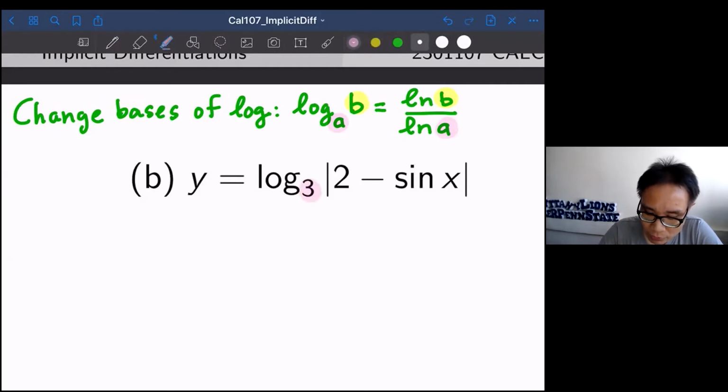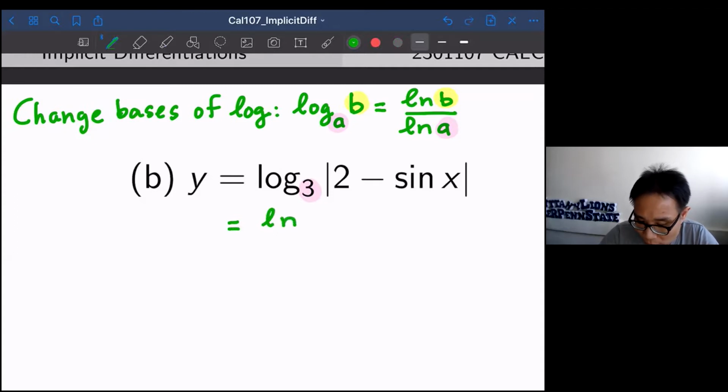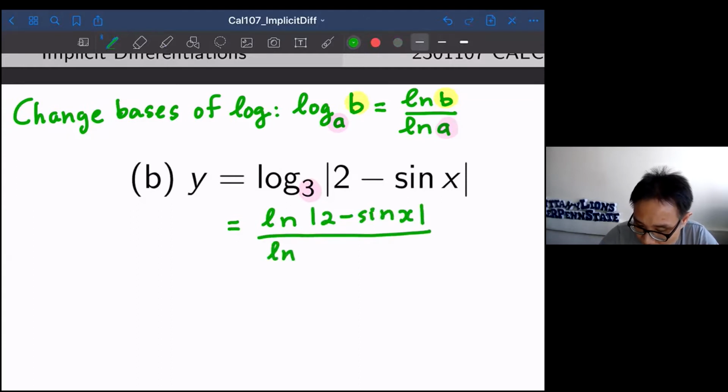In this case, you have log base 3 of the absolute value of 2 minus sine x. So it's going to be log of the absolute value of 2 minus sine x over log 3. Okay, so you have log of the absolute value of 2 minus sine x over log 3. And this guy is a constant. So this one becomes a constant.